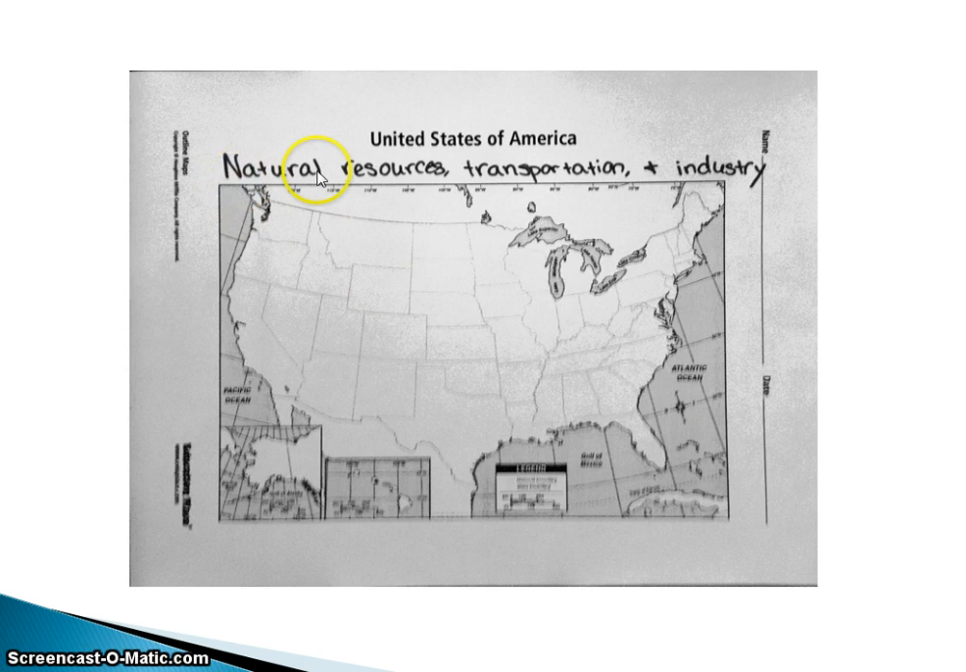The first thing we need to do is at the top of your map, you need to write natural resources, transportation, and industry. Remember, if you get behind, you can always pause the video to get caught up. Natural resources, transportation, and industry.